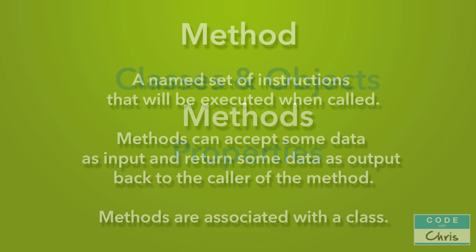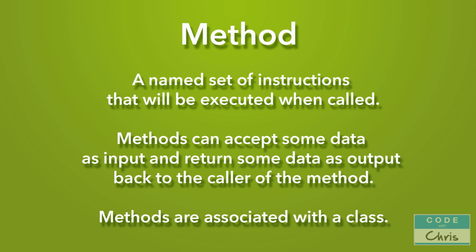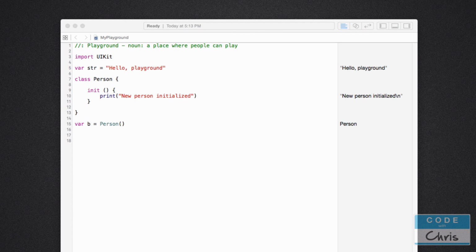A method is a named set of instructions that will be executed when called. Additionally, methods can accept some data as input and return some data as output back to the caller of the method. And finally, methods are associated with a class. So let's try to create a method for our new person class.